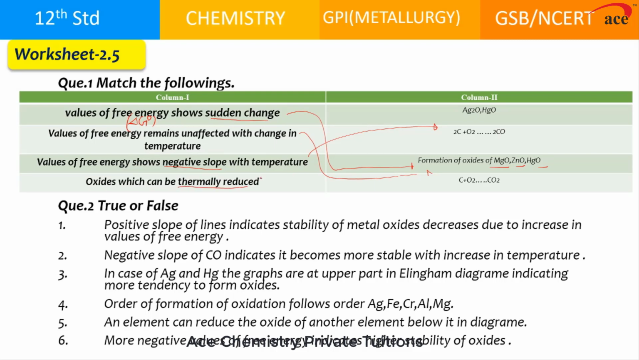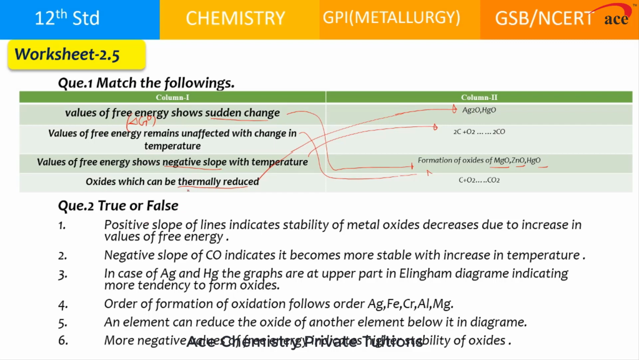So the graph should be in the upper part of the y-axis, and these oxides are silver oxide and mercury oxide. Now, what is the reason why they can be thermally reduced? The reason is that they have a higher, or you can say positive, value of delta G naught, which says that the oxidation is a slow process, and these oxides are unstable at higher temperature.